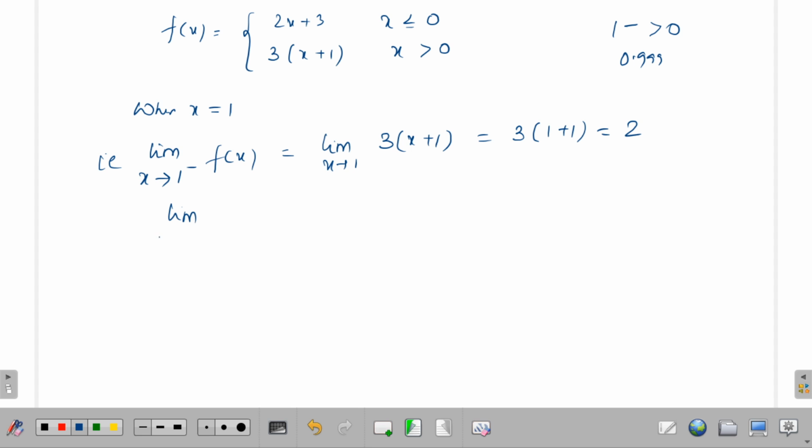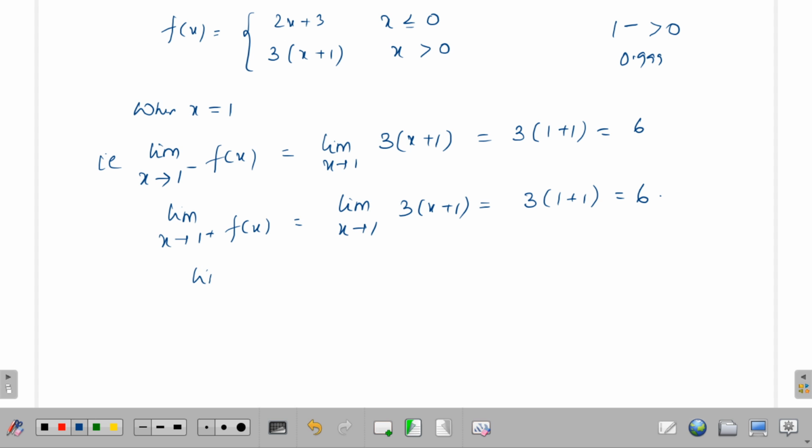And for limit x tends to 1 plus f of x, again it's slightly greater than 1, so obviously it will be greater than 0. So it will be limit of x tends to 1, again 3x plus 1 is equal to 3, 1 plus 1 is equal to, oh by the way I wrote it wrong over here, that should be 6, my bad. 6, and over here also I get 6.